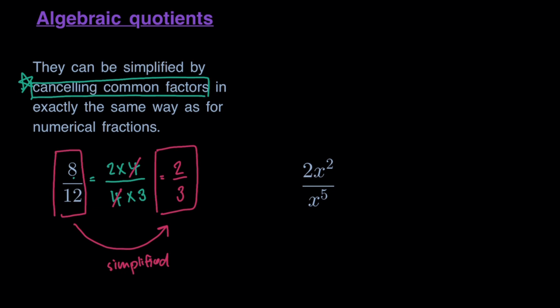Now let's look at an algebraic fraction and simplify this. How we simplify this algebraic fraction is the same as simplifying the numerical fraction. So we will first need to list all the factors and cancel out the common ones. For 2x squared, 2x squared means 2 times x times x. So write down its factors. And for the denominator, it is x to the power 5. This means x is being times 5 times.